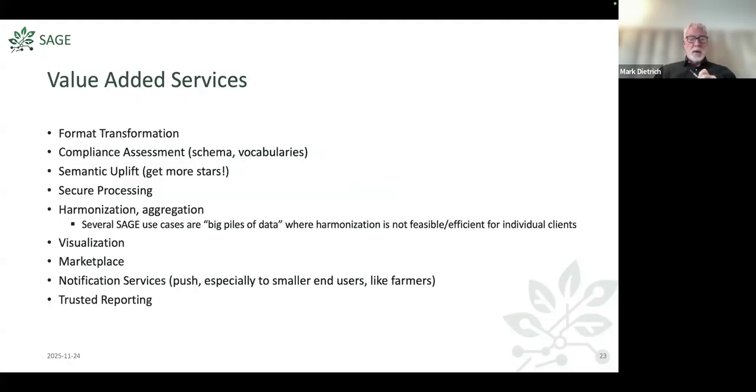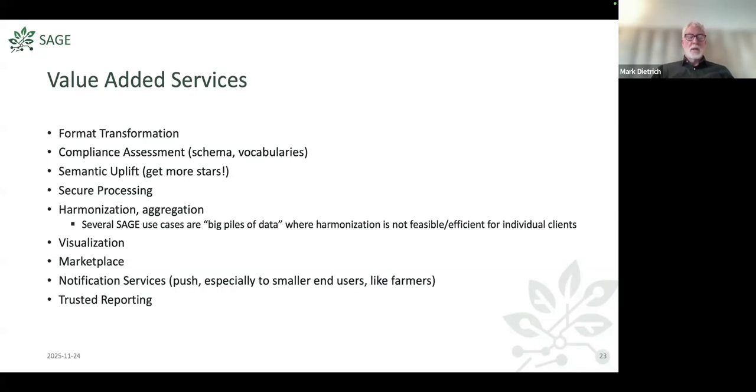So there will be a number of value-added services. I mentioned these in the data plane: format transformation, compliance assessment I just mentioned, semantic uplift, in other words, get more stars, how to securely process data. This is about processing it according to the rules of the data provider. Simply having cybersecurity is just one part of that. There are other pieces to that. Various harmonization and aggregation services.